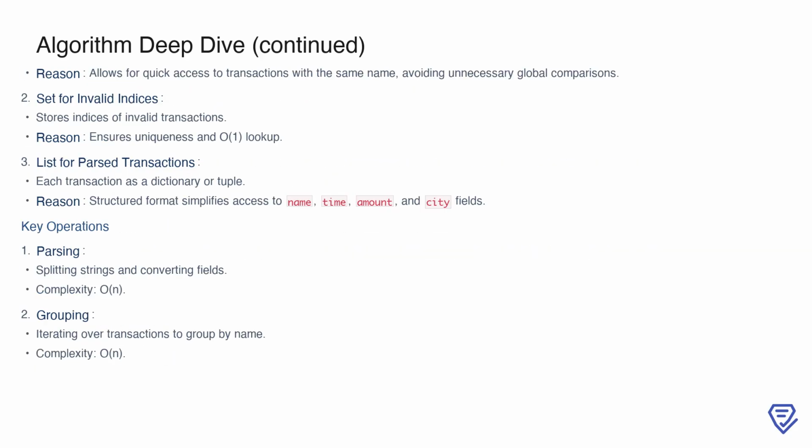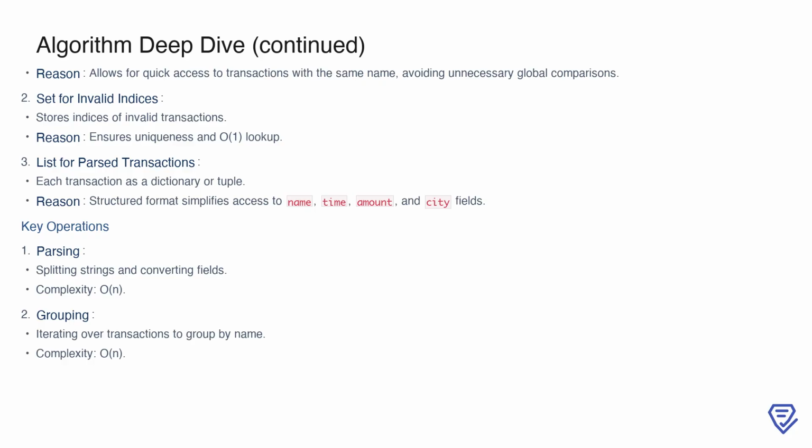The use of specific data structures enhances the algorithm's readability and performance. For instance, the dictionary used for grouping transactions allows us to quickly access all transactions associated with a specific name, avoiding unnecessary comparisons across unrelated names. The set for invalid indices ensures that we don't accidentally mark the same transaction multiple times, while also enabling O(1) lookups for quick checks. Similarly, storing parsed transactions as dictionaries or tuples simplifies the process of accessing individual fields like time or city. Now, let's consider the operations involved in this algorithm.